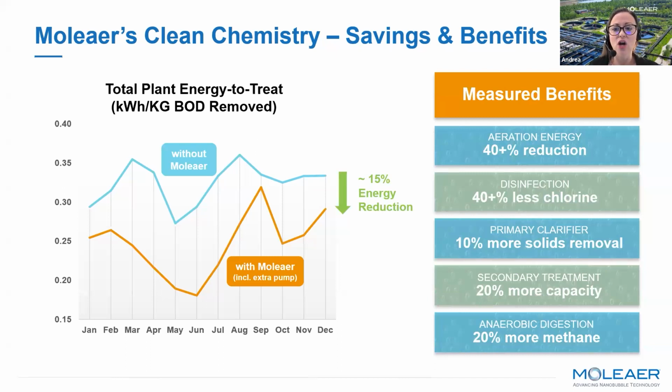We see an improvement on primary clarifier solid separation, providing 10% more solids removal. Additionally, for activated sludge systems, we see an increase in secondary treatment capacity of 20% or more. And in anaerobic digestion, we see improvements there too, improving biogas quality and quantity with up to 20% more methane.